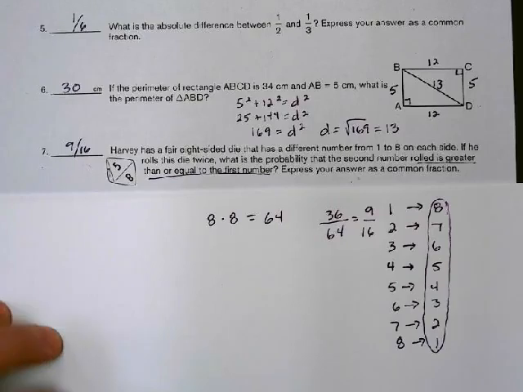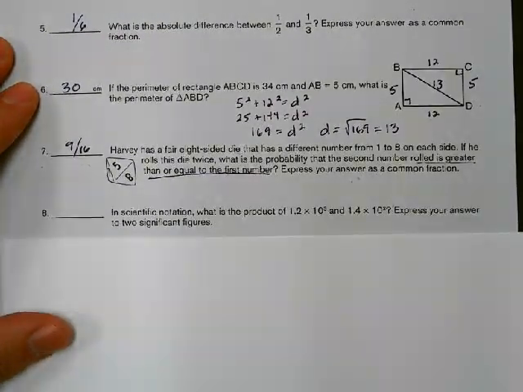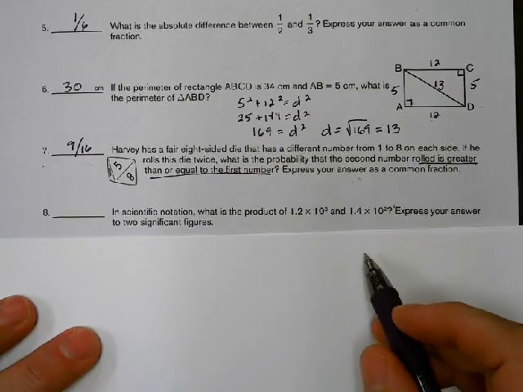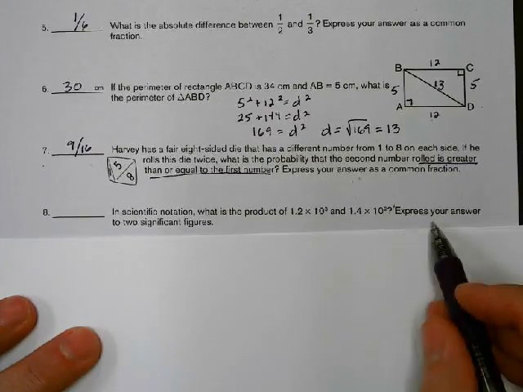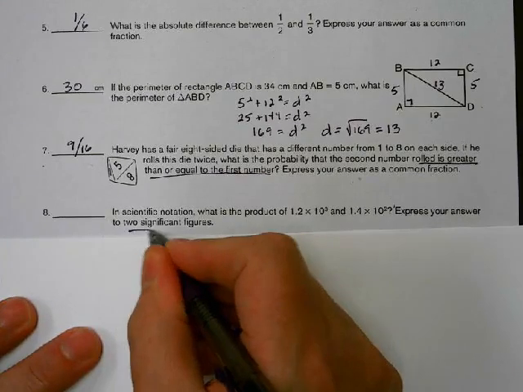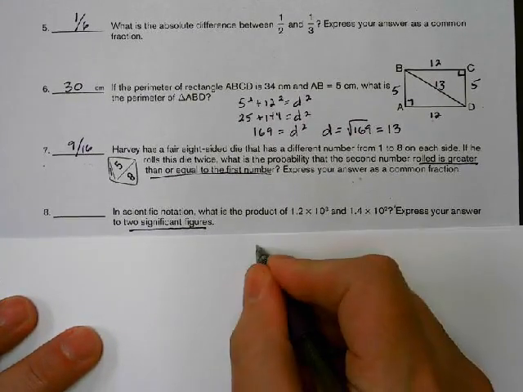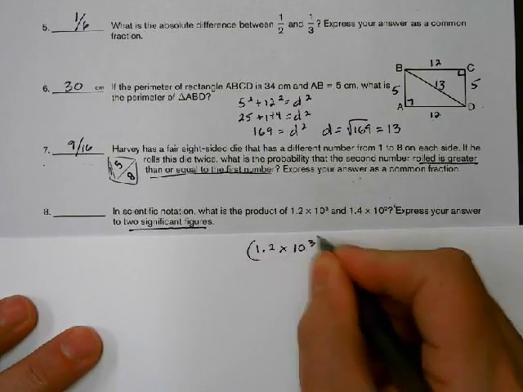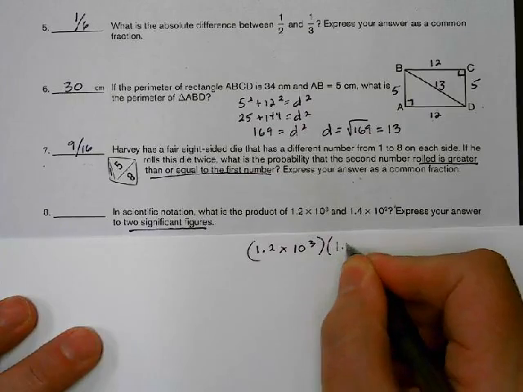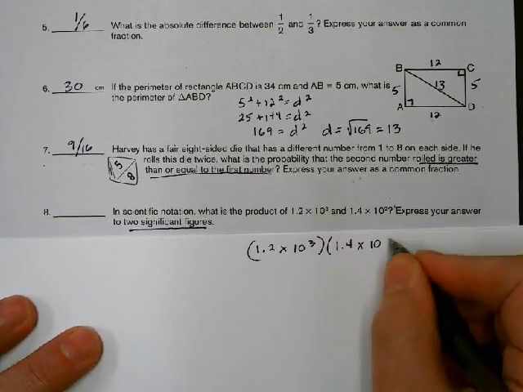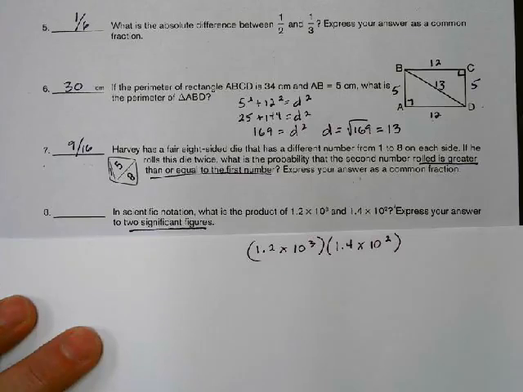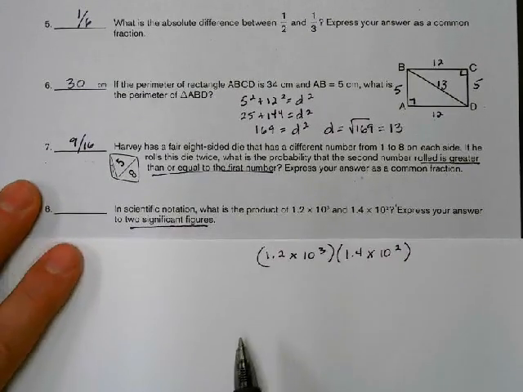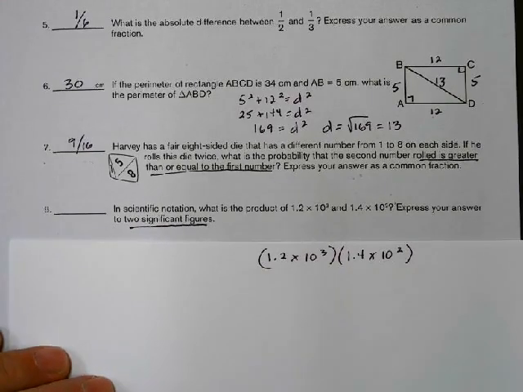Next, in scientific notation, what is the product of 1.2 times 10 to the third and 1.4 times 10 to the second? Express your answer to 2 significant figures. All right, so I got 1.2 times 10 to the third. I'm going to multiply that by 1.4 times 10 to the second. So 1.2, make sure you're pausing if you're doing this from home. 1.2 times 1.4 ends up being 1.68.